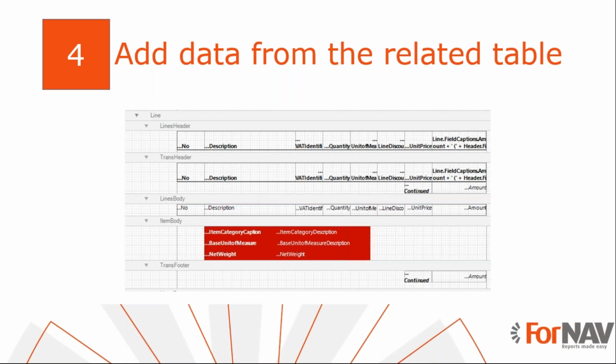Now, once I have added the item table, I can add data from the item to my layout. I could add the data to the sections that are already there. In this case, I want to create a new body section, so I only have to show my item data for item lines.